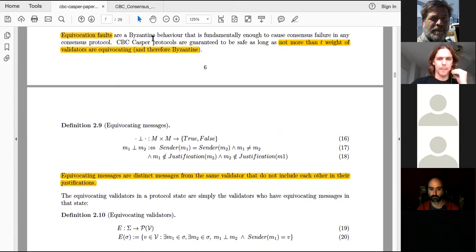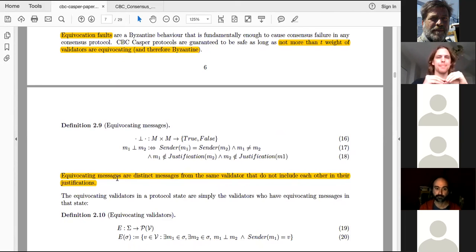Yeah, so T is the equivocation weight. I mean, it's the Byzantine fault threshold, right? As long as we see no more than T Byzantine faults, which in this case are just equivocation faults, by weight, then we can guarantee that we'll come to consensus. Otherwise, it's not guaranteed. But we get to choose T, right? So how does that work?